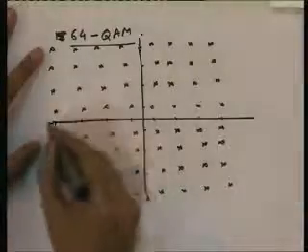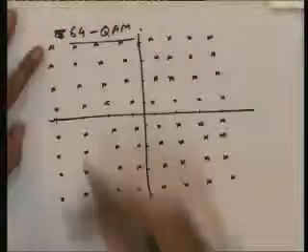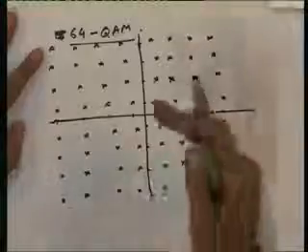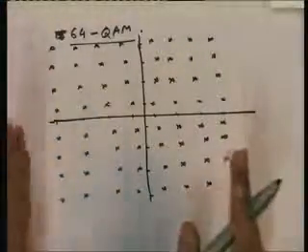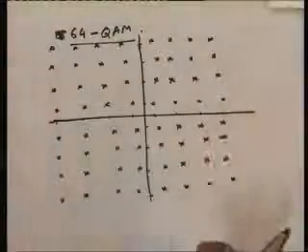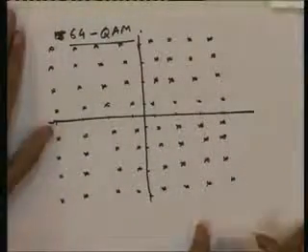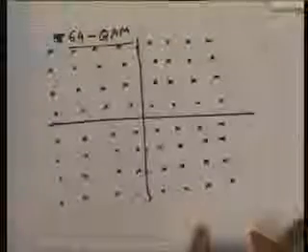So this is 64 QAM. There are 64 points because on each dimension there are 8 levels. So 8 times 8 is 64. So this is not a cross constellation. This is a square constellation. So that is the 64 QAM constellation.